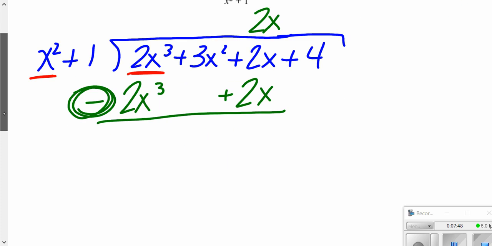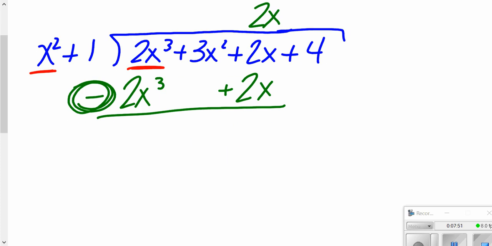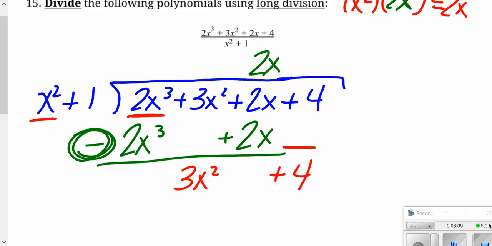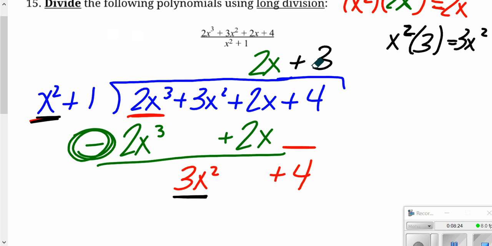Okay, this is different than synthetic. In synthetic, you're adding. So here I subtract, I get nothing. 3x squared minus nothing is 3x squared. 2x minus 2x is nothing. And then 4 minus nothing here is 4. Okay, that was subtracting. Now I repeat the process. I look at the front of this and I look at the front of this. And I think x squared times something would give me 3x squared. And the something I need is a 3. So I would write plus 3 up here.